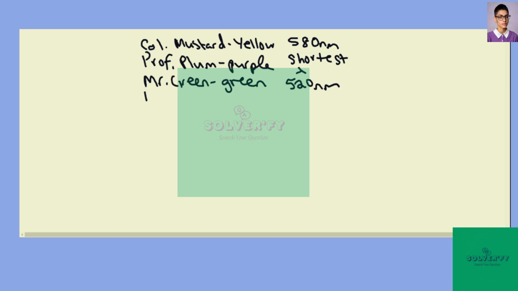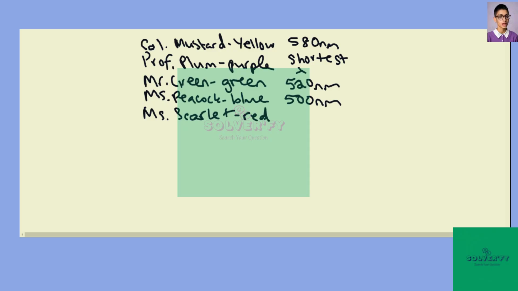Then we have Miss Peacock, who's blue. And blue is approximately 500 nanometers. Then we have Miss Scarlet, who's red. And the red area of the visible spectrum has the longest wavelength. So purple is shortest and red's longest, and then yellow, green, and blue fall in between.